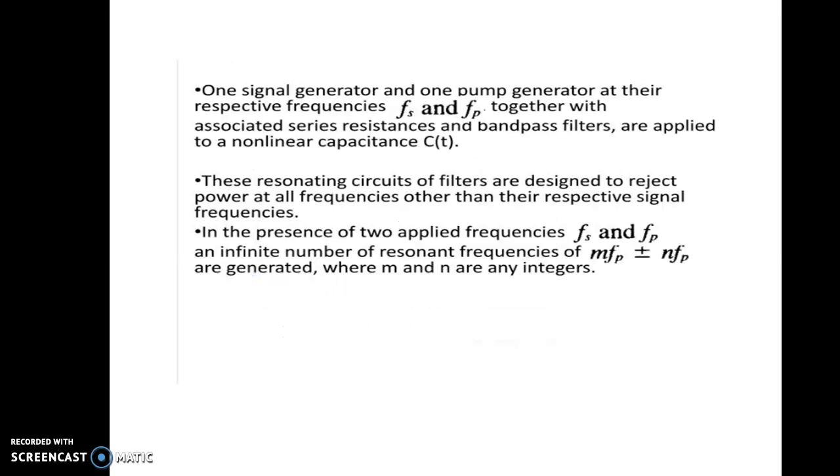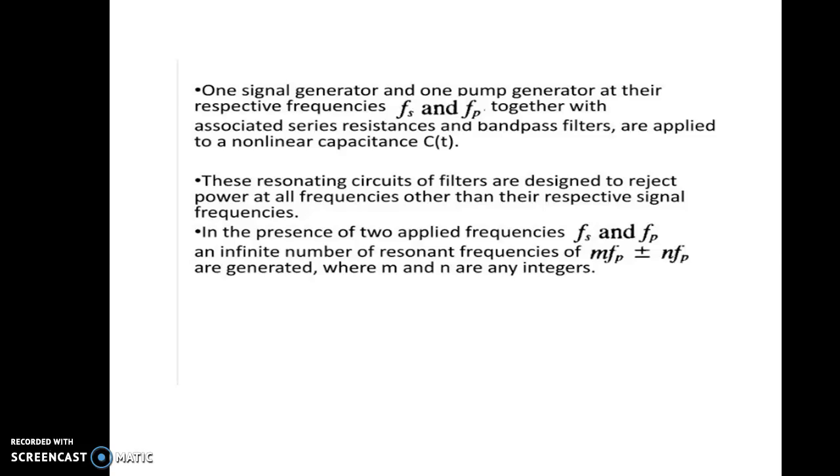So we have one signal generator and one pump generator at their respective frequencies Fs and Fp together. With associated series resistances, band pass filters are applied to a non-linear capacitance C of t. These resonating circuits of filters are designed to reject power at all the frequencies other than their respective signal frequency.